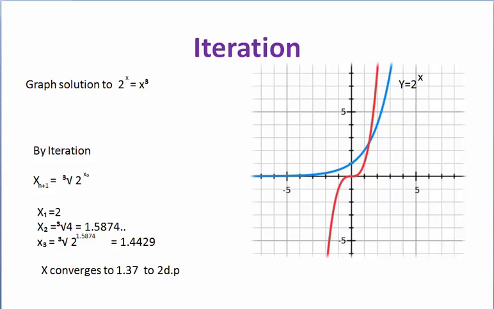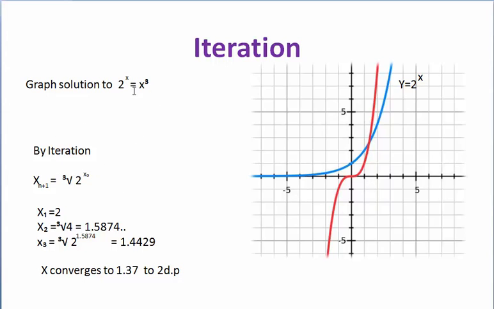So again, following our method, let's do this example of iteration. We want to find the solution to this, 2 to the power x equals x to the power 3. We can do this graphically by drawing the two graphs. So here we have the graph of y equals 2 to the power x, and here we have the graph of y equals x cubed, and where they cross, which is about here, which is between 1 and 2, that's our solution. So if we want a more accurate answer, we can get that by iteration.